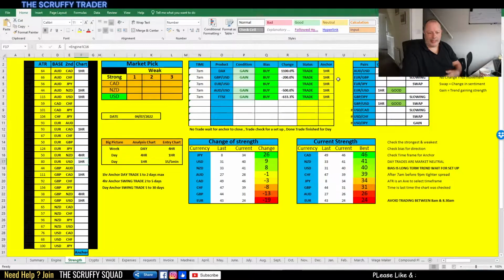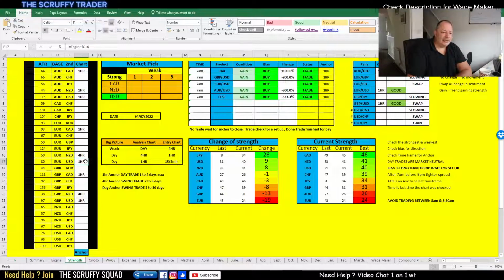Now, yesterday in the live stream, I was asked about how this works. It's very, very simple, guys. And the easiest way is to look at it this way. This side tells me what my anchor chart is for the given pair. If there isn't an anchor chart highlighted, it means that pair is useless. In other words, it's sitting on top of each other and there's no real trade in amongst it.